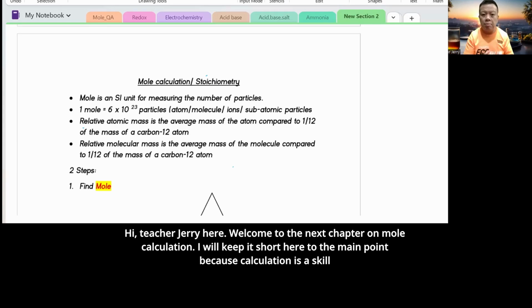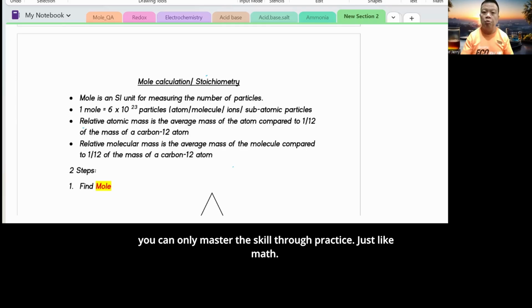I'll keep it short here to the main point, because calculation is a skill and you can only master a skill through practice, right? It's just like math. Okay, but before we practice, the main big idea that we want to look at.